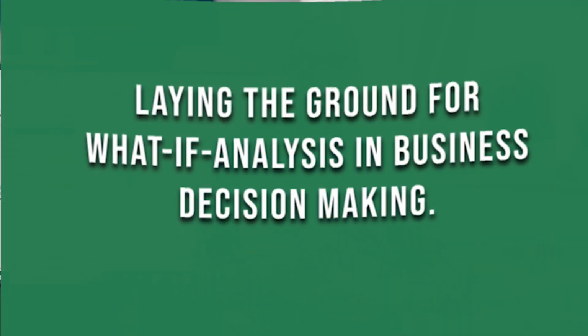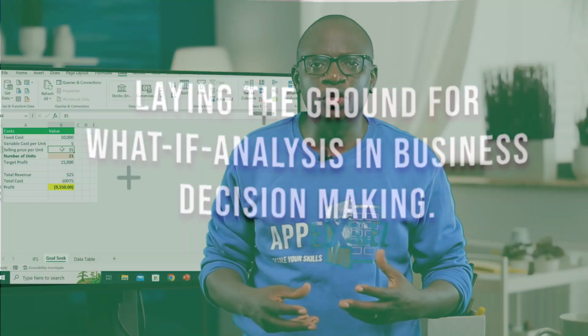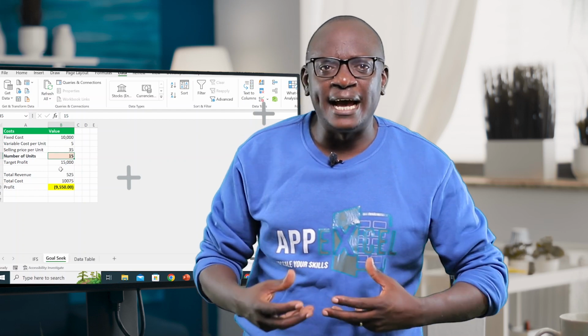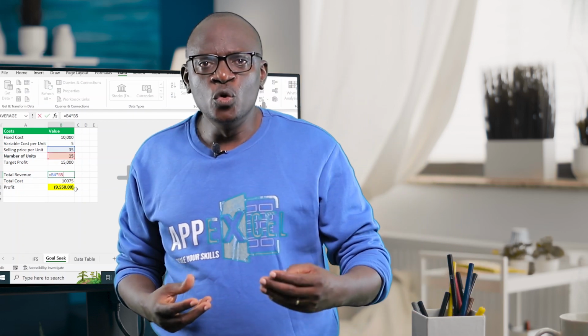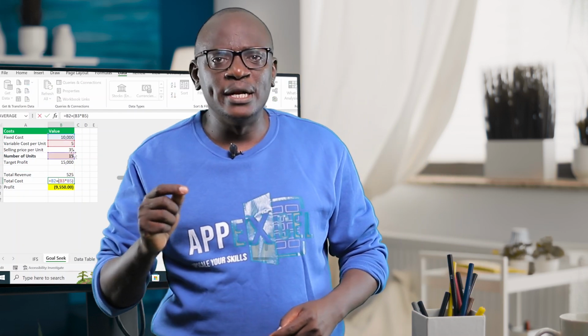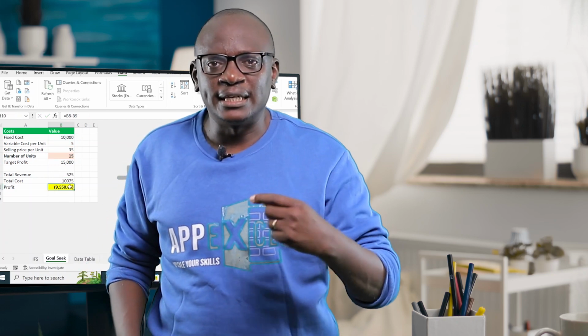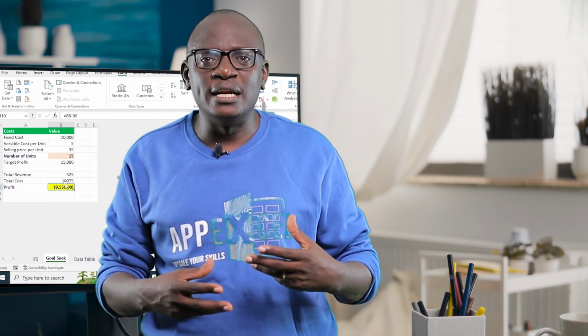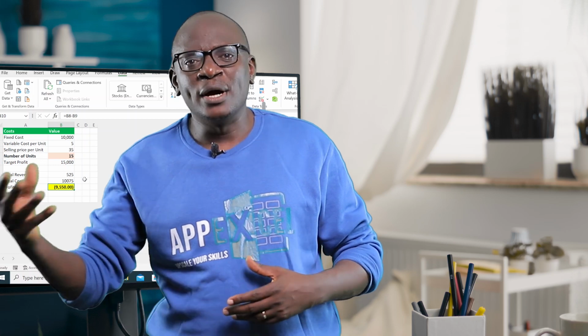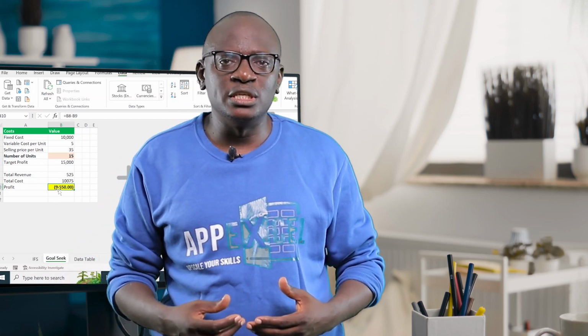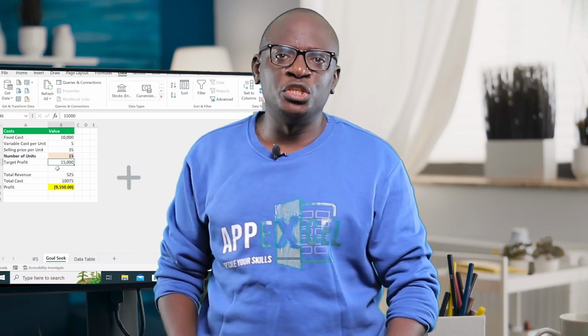One or two variables drive your computation. Your computation is being driven and dependent on one or two variables. You will need the goal seek command and you will need the Excel data table. Let's see how you can run scenarios in Excel, what Excel calls the what if analysis, using the goal seek and the Excel data table. Let's get into it and I hope you enjoy.